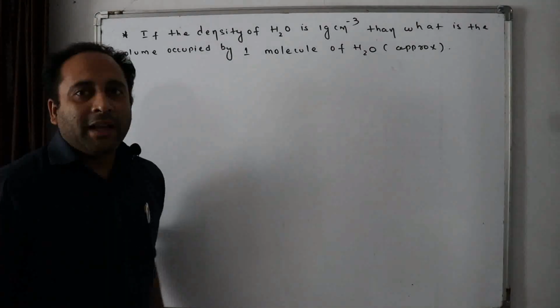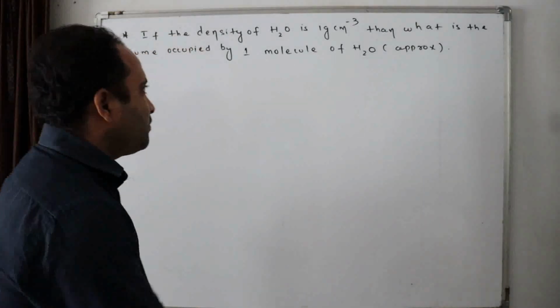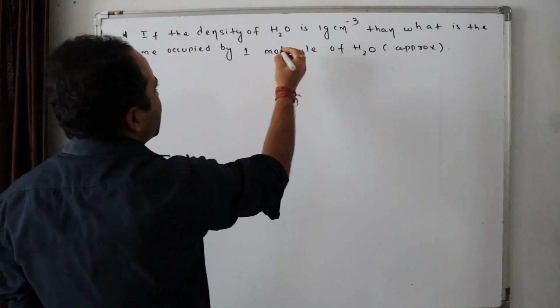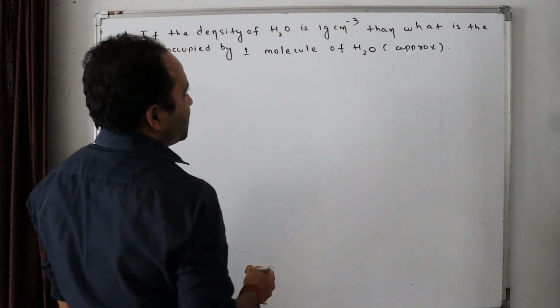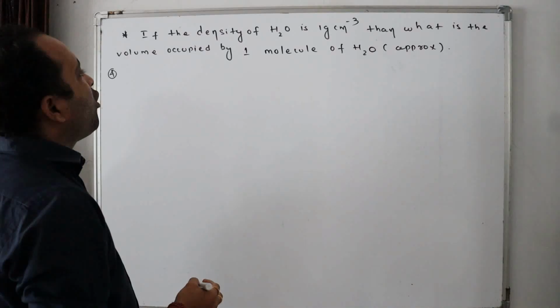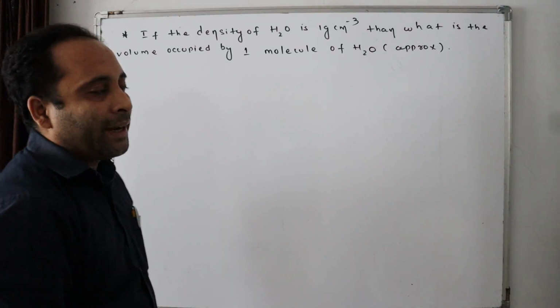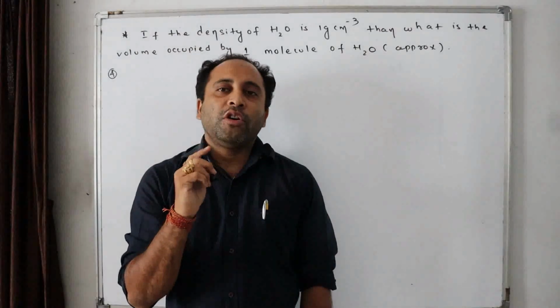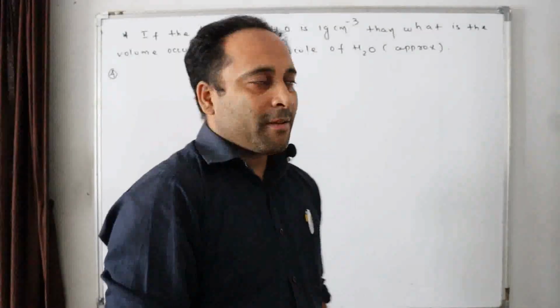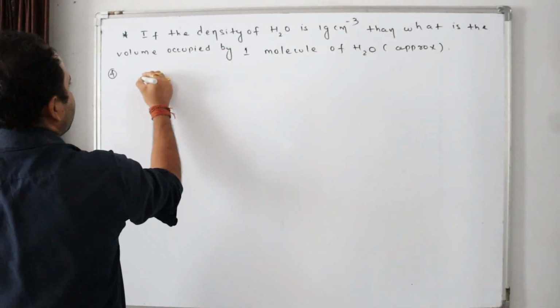Now, one of the easy questions. What is that? If the density of water is 1 gram per cc, then what is the volume occupied by 1 molecule of water? So, what is the volume of 1 molecule of water? Now, tell me one thing.